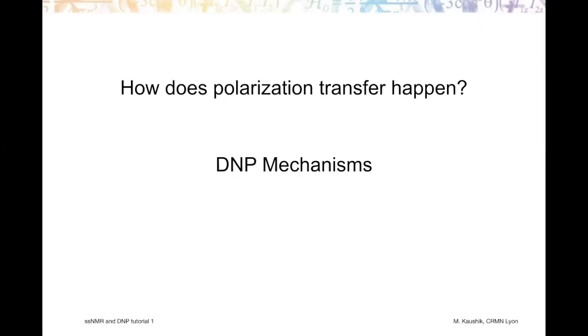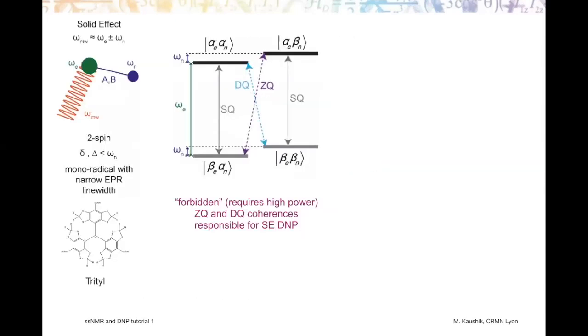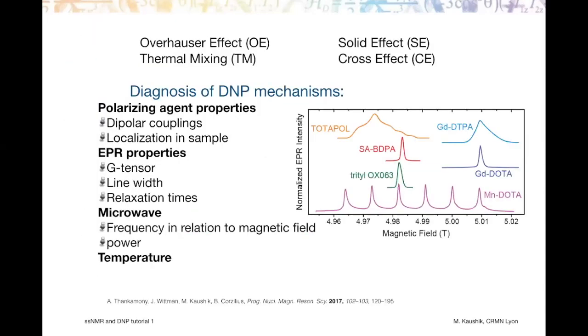Right. So DNP mechanisms, what are they? There are 4 DNP mechanisms possible. And which mechanism is active in a sample in a system at particular field or experimental conditions depends on several factors. First is the property of the polarizing agent. Is it a biradical? Is it a monoradical? Is it a metal ion? Where is it localized in the sample? Is it forming clusters or not? Because that would change the dipolar coupling.